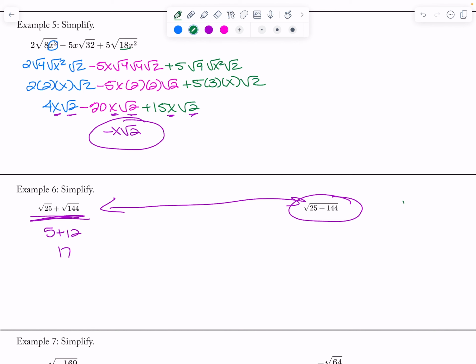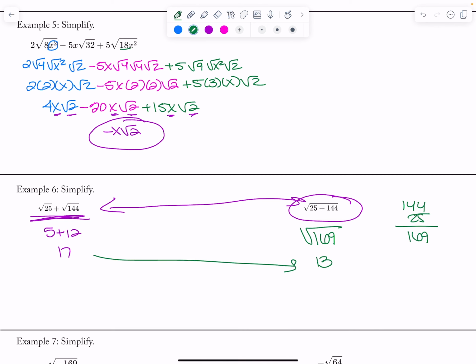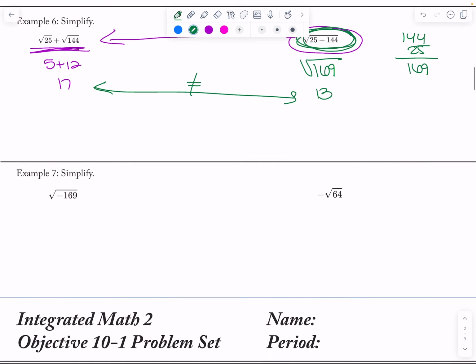And then on the right-hand side, 144 and 25 give me 169. And the square root of 169 is actually a perfect square of 13. These two are not equal. So you can't take a square root of something that's being added together. We call it like holding hands. And you can't separate it out into two separate things. Okay, because they are not equal to each other.